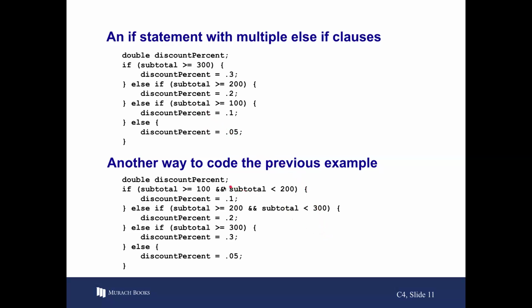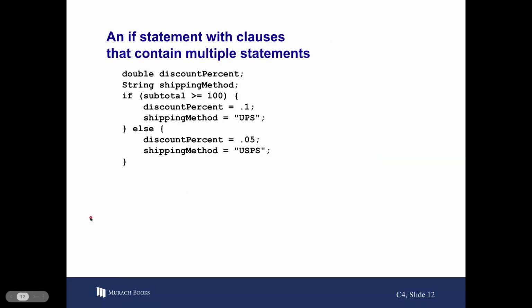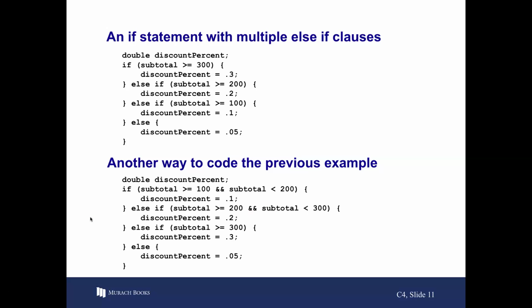Okay. Here's another way that you can code this using ranges. This block of code and this block of code are functionally equivalent. They yield the same results. Which one is better, you might ask? It depends which one you prefer to read. Whichever one is easier for you to read is the one that is better.